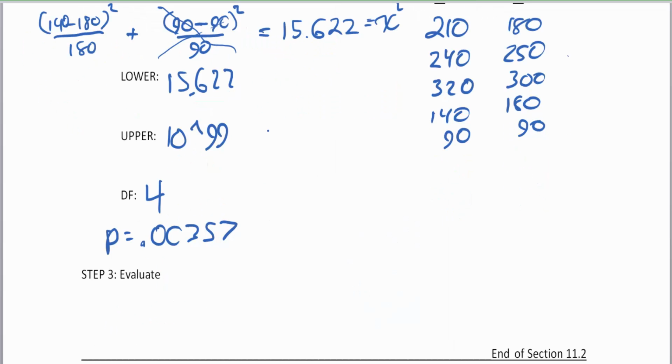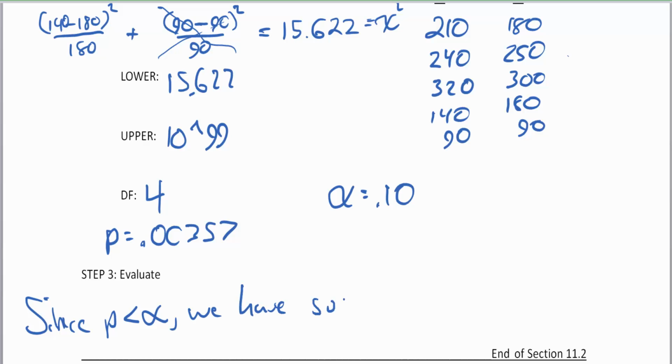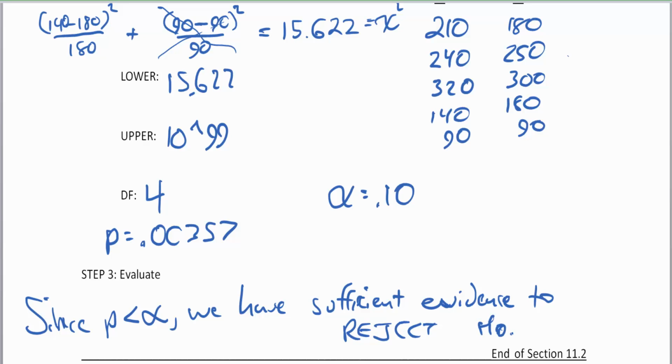Well, this is great. But now, for the first time, I was given an alpha that wasn't 5%. I was given an alpha that was 10%. Well, shoot. Take a look at that. P versus alpha. Man, P is much smaller than alpha. So since P is smaller than alpha, we have sufficient evidence to reject the null hypothesis.